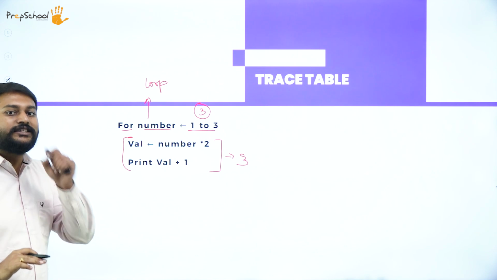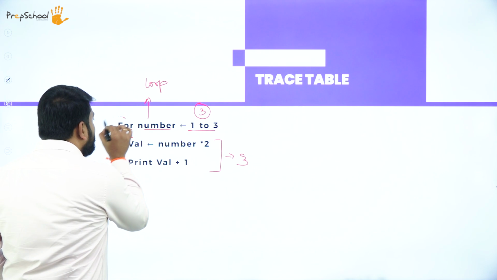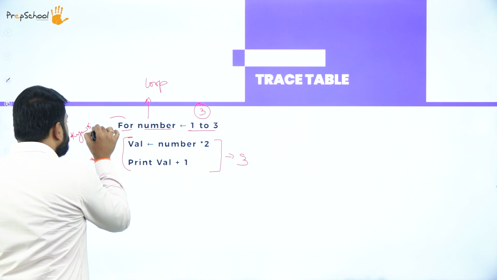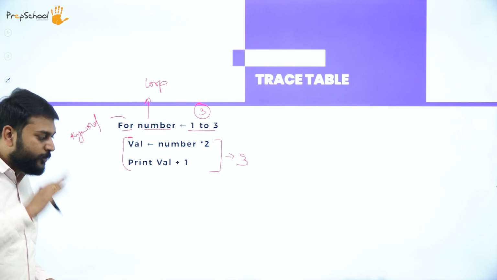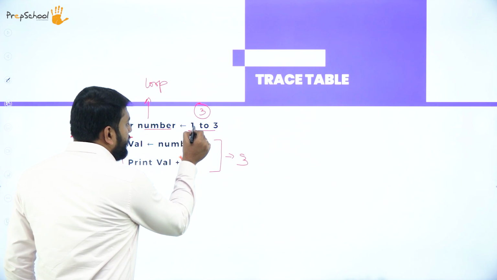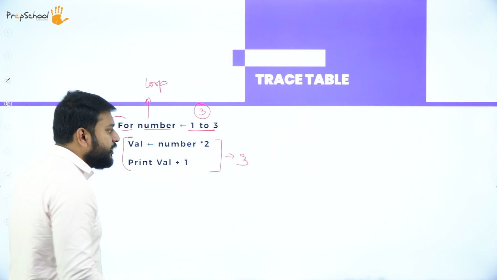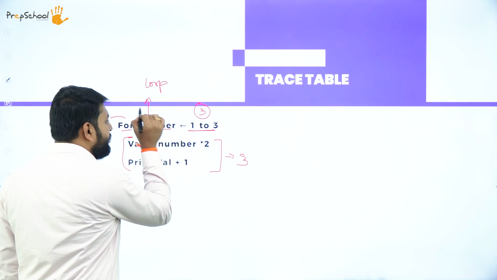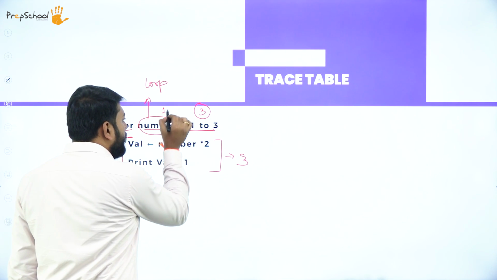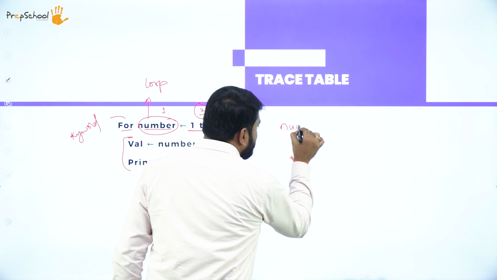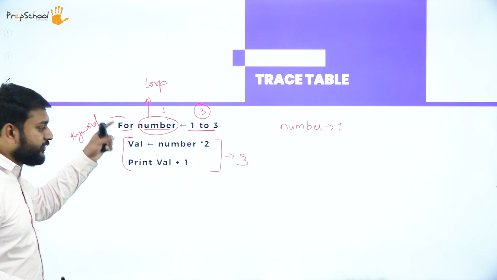Alright, so fine. Let's understand this one by one, step by step. Observe here. So for is a keyword. Don't worry about it. It is doing its job, which is to repeat the execution. How many times? Please observe here. Now I have to execute for 3 times: 1, 2, 3. So in the first iteration, number is a variable, and the value of this variable is assigned as 1. As of now, the number is 1. That's what you need to remember in the first iteration.